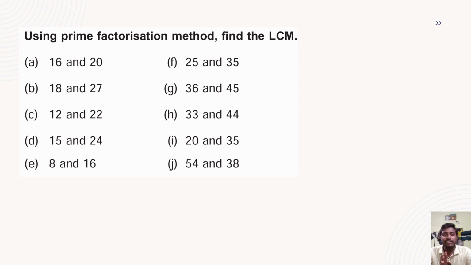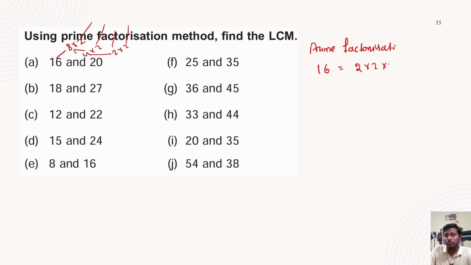Now, the prime factorization method, to find the LCM. This is very important. So first tell me the prime factorization of 16. How much? Now this 16 we can write as 8 into 2, and 8 we can write as 4 into 2. This 4 we can write as 2 into 2. How many 2s? 1, 2, 3, 4. Means 2 into 2 into 2 into 2.